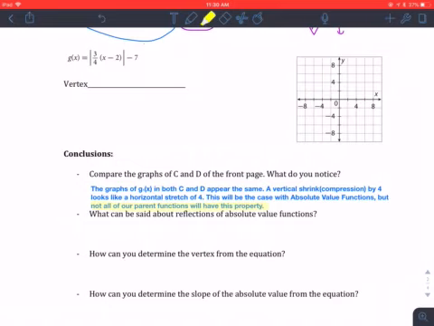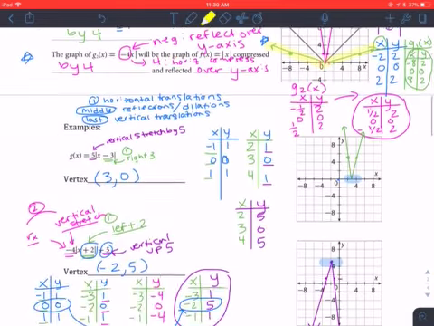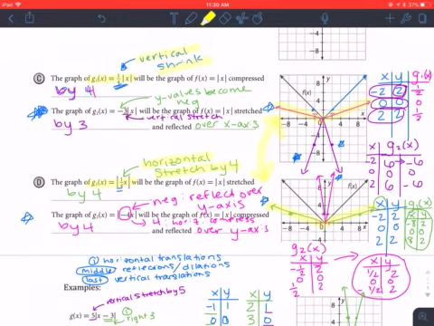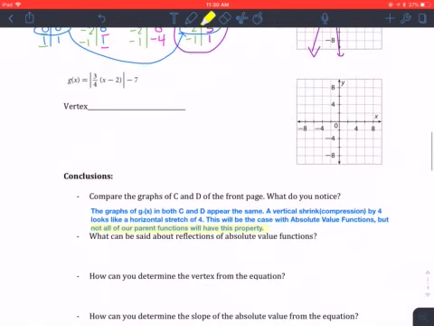Okay, so the next question, what can be said about reflections of absolute value functions? And feel free to answer these on your own. If you come up with something that I didn't say, just run it by the sub or Mrs. Salazar and make sure that that's the case for all.